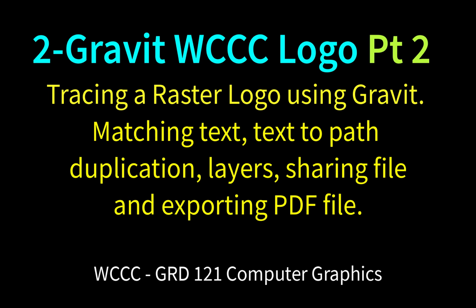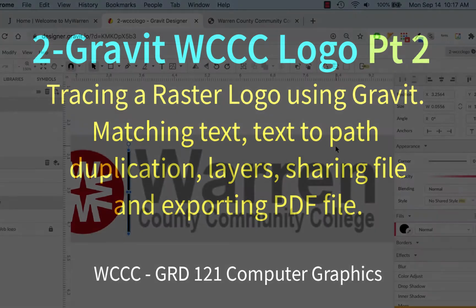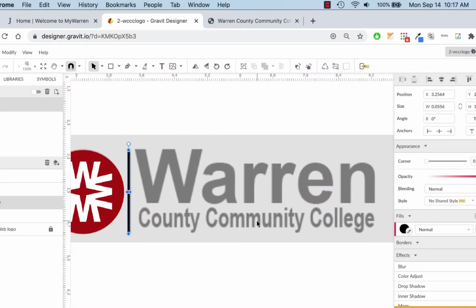This is our second hands-on assignment, the Warren WCCC logo that we're working on in Gravit, and we're going to finish this up here. We're just going to approximate some text. This isn't even the right font that I'm looking at, so even if we don't get it correct, that's okay. We're just going to approximate something so we have vector artwork.